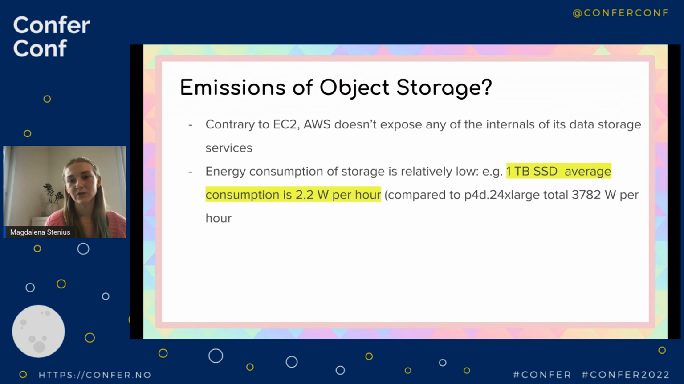So 1 terabyte of solid-state drive storage takes on average only about 2.2 watts per hour, compared to, for example, the machine that we looked at before, which takes up to 3,782 watts per hour. So we can perhaps hope that based on this, the actual emissions of storing data wouldn't be that large. Of course, this means the data is in a resting state. So immediately when we are accessing it, reading and writing, then that again, of course, is a new challenge.